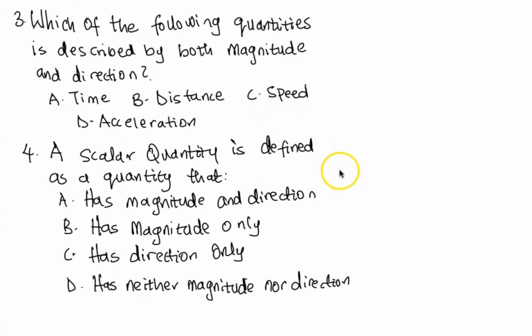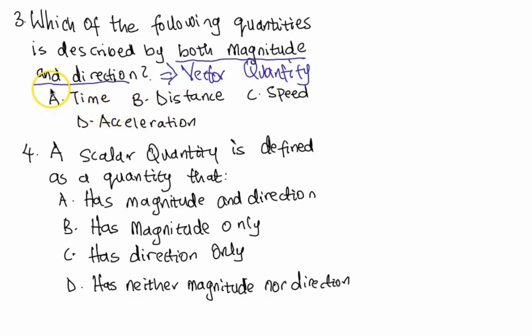So the third question reads, which of the following quantities is described by both, emphasis on the word both, magnitude and direction? So like we rightly know, vector quantities have both magnitude and direction. So they are indirectly asking us which of the following is a vector quantity. So that's what we are being told to look for in this question. So time is a scalar quantity. Distance is a scalar quantity. Speed is a scalar quantity. So the answer to this question is option D, acceleration. And acceleration happens to be a vector quantity, which has both magnitude and direction.